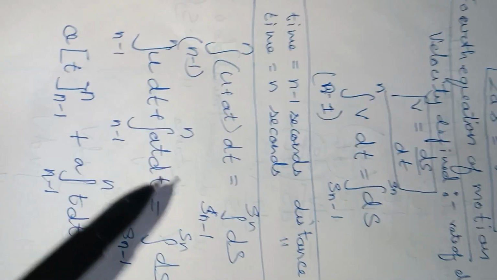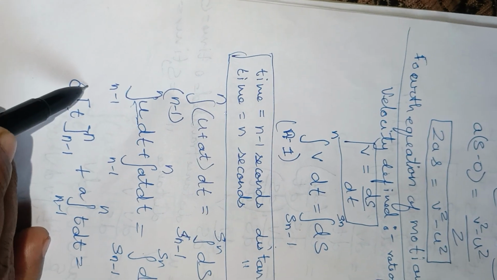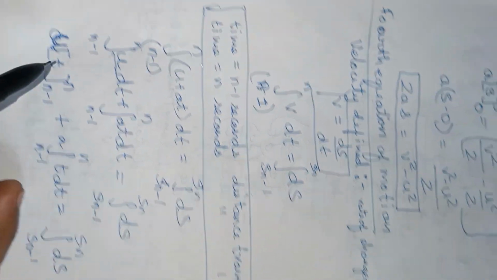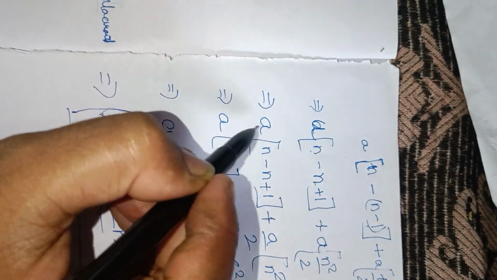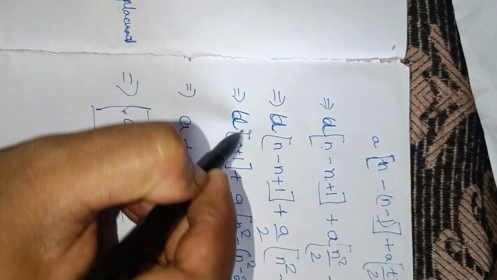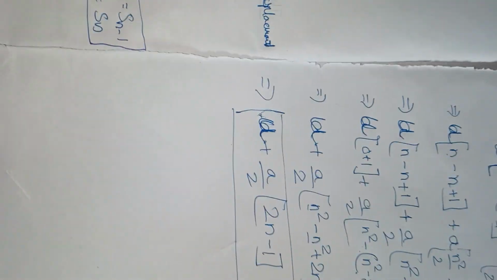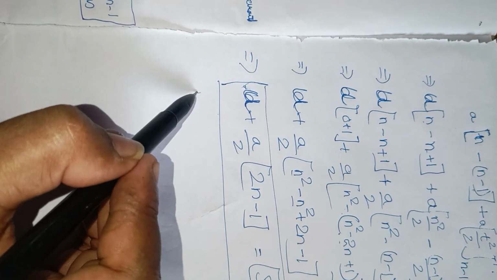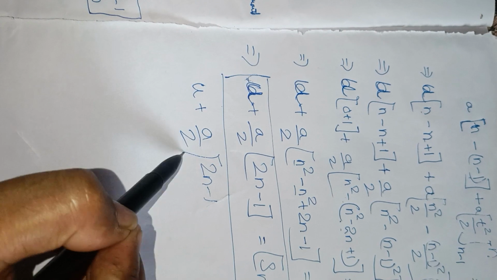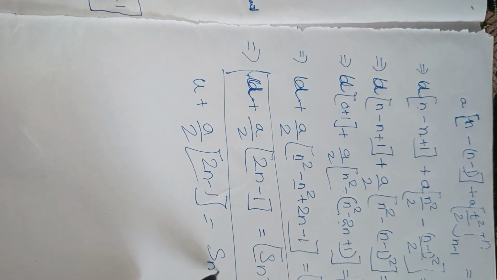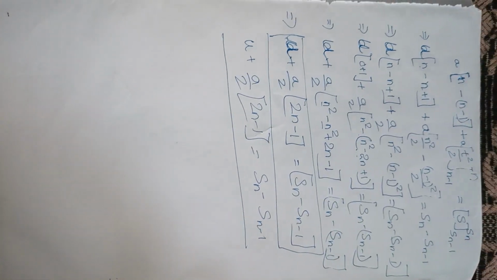Since I have written here as u, we have to follow here as u only, not the a. So all the terms we have to represent in the form of u only. All the terms represented as u. So I'll rewrite this equation: u plus a by 2 times 2n minus 1, which is equal to s n minus 1. This is how my final equation stands there.